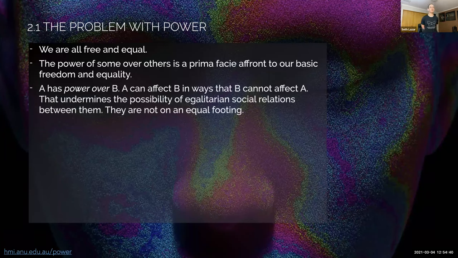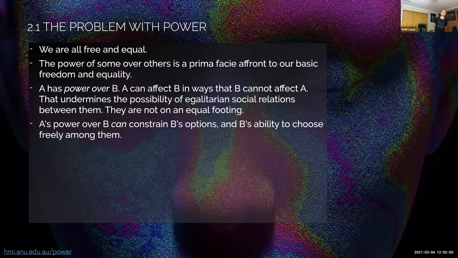First, equality. A has power over B. A can affect B in ways that B cannot affect A. So that means that they can't really have egalitarian social relations. They're not on an equal footing. So not good from the perspective of equality, and not good from the perspective of freedom. A's power over B can constrain B's options and B's ability to choose freely among them. If A is manipulating B, making it the case that B doesn't know what to believe and is acting irrationally because of how A has controlled B's choice situation and their beliefs, their evidence, then A is making B unfree.